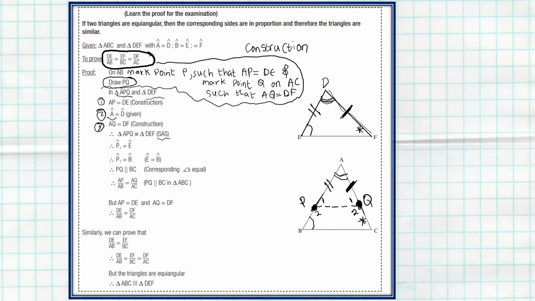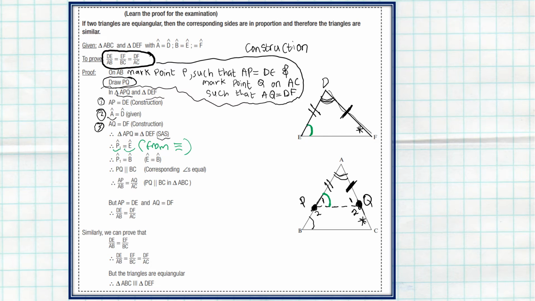Or we can say angle P1, and let me just use a green color. Angle P1, therefore angle P1 is equal to angle E, right? Angle P1 is equal to angle E, because we have proven that the two triangles are congruent. It means all their sides will be equal and all their corresponding angles will be equal because they are congruent. So we can deduce that angle P1 is equal to angle E, and this is from congruency.